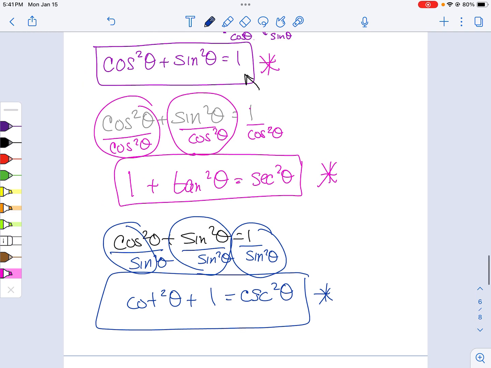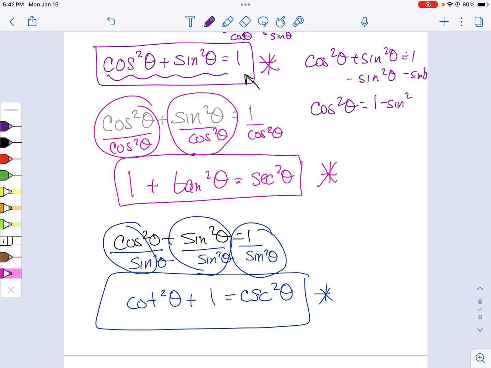Now, we'll do more with these Pythagorean identities as we get further into chapter 7. But you can take these identities and move them around. So if I take cosine squared plus sine squared equals 1, I could move the sine squared over to the other side. So I know that cosine squared is equal to 1 minus sine squared. We're going to talk more about that later. What I want to focus on today is just the fact that there are 3 different Pythagorean identities, and we are going to be able to use them. So again, the thetas have to be the same. If this is 30 degrees, this has to be 30 degrees in order for this identity to work.